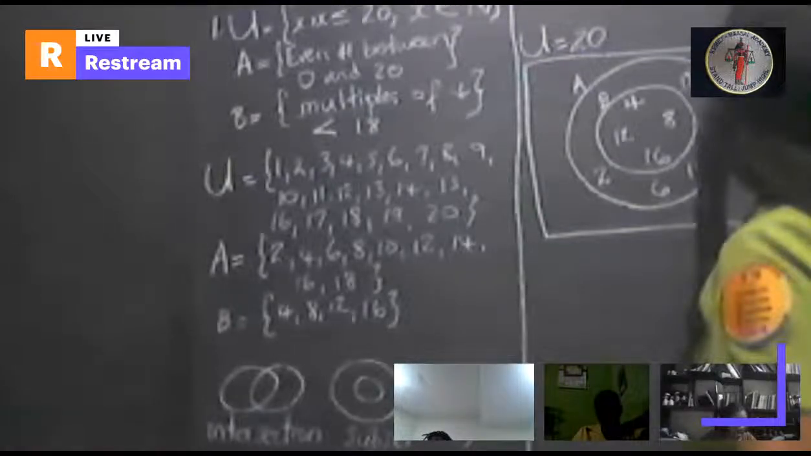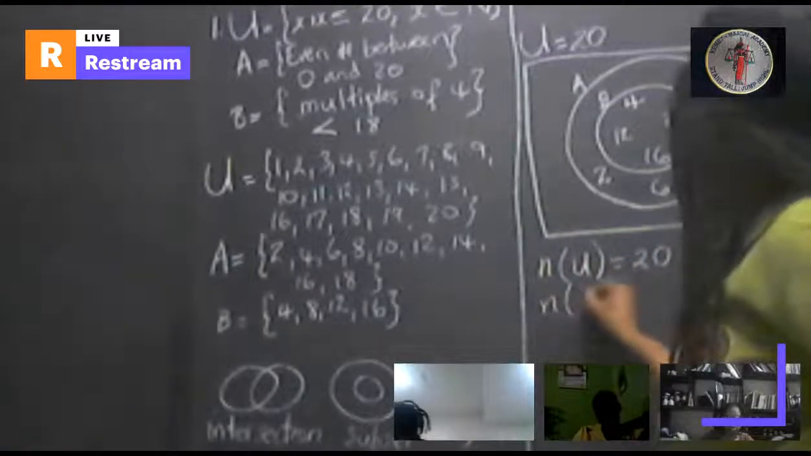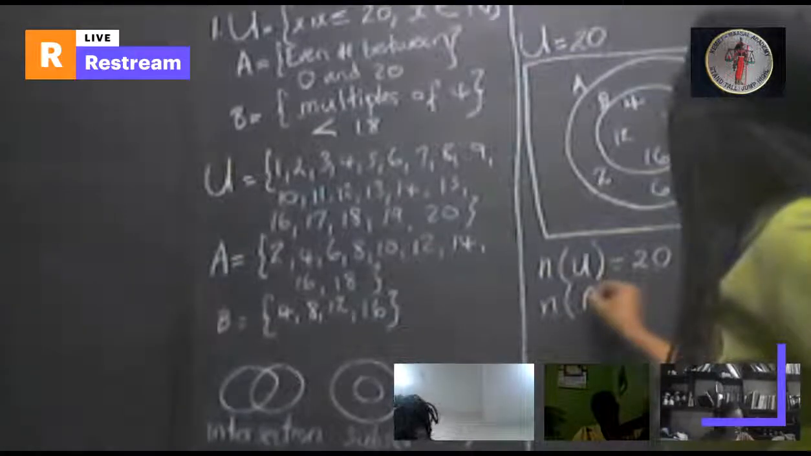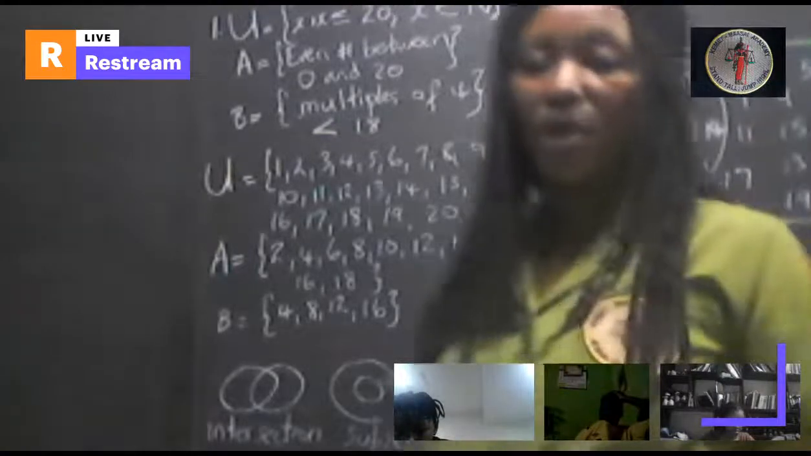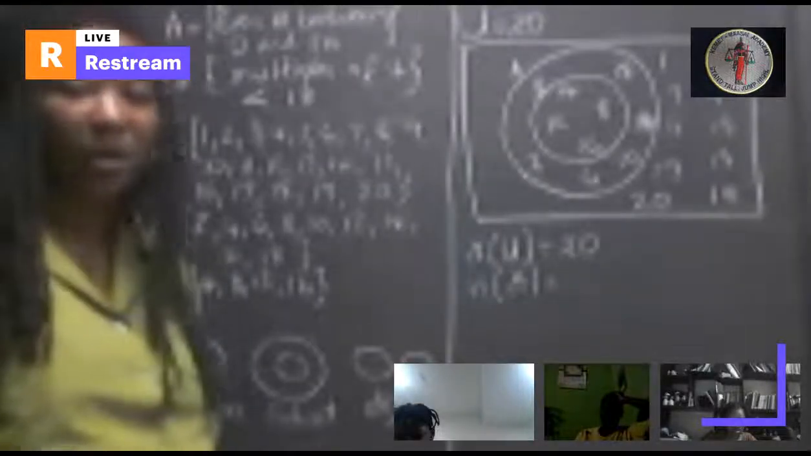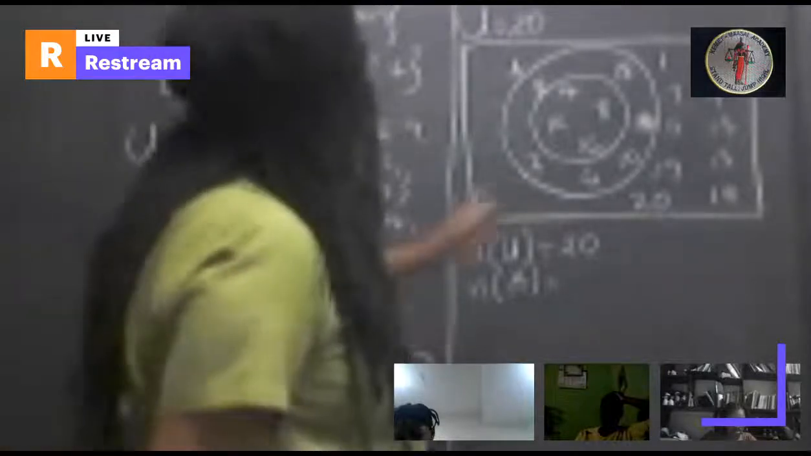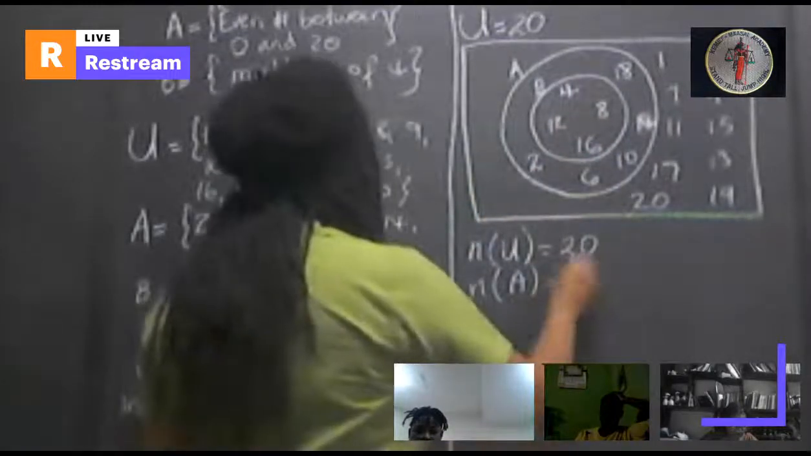All right, so what's the number in the universal set? We said 20. What's the number in A? Where you see a little n, that means the number in that set. How many in set A? You have to actually count them. So we have 1, 2, 3, 4, 5, 6, 7, 8, 9. Okay, so the number in set A is 9.